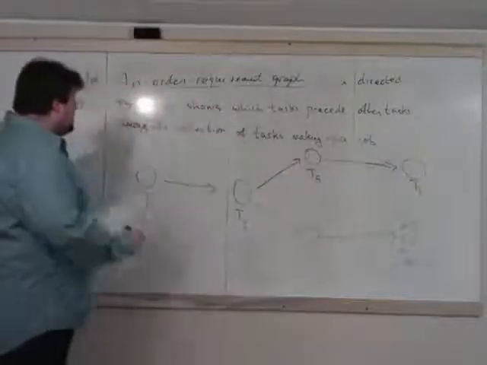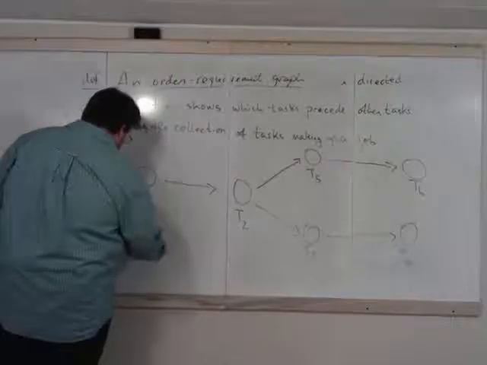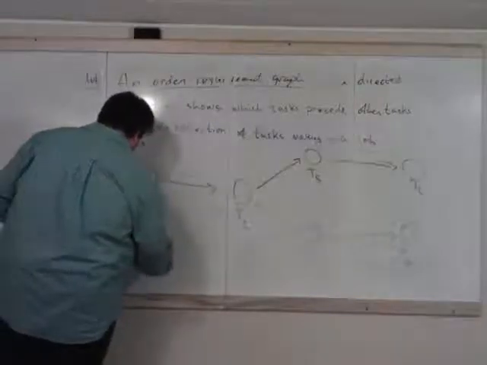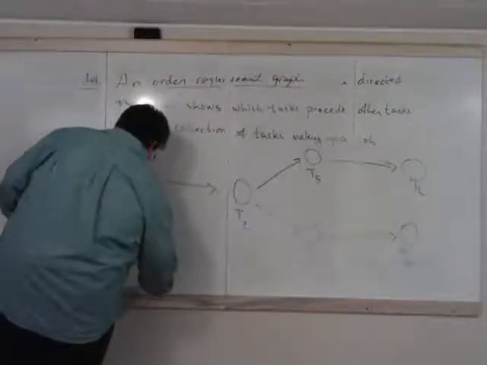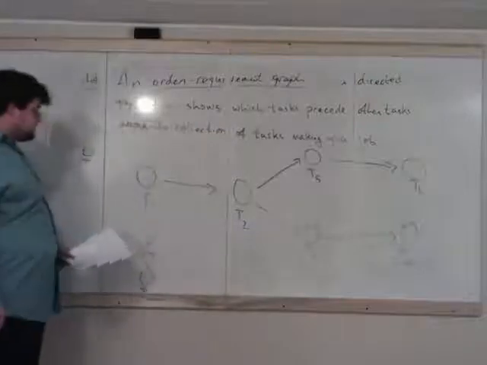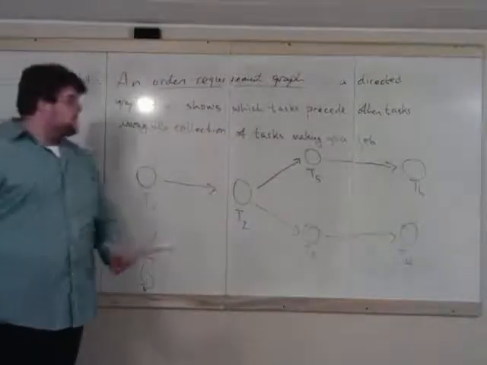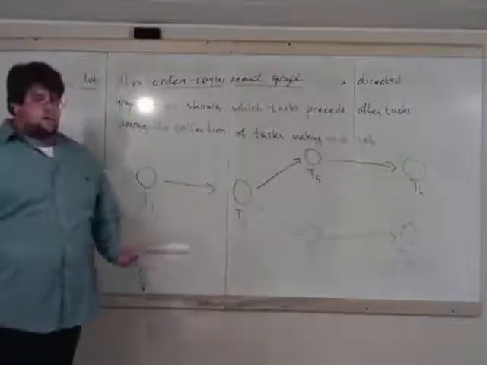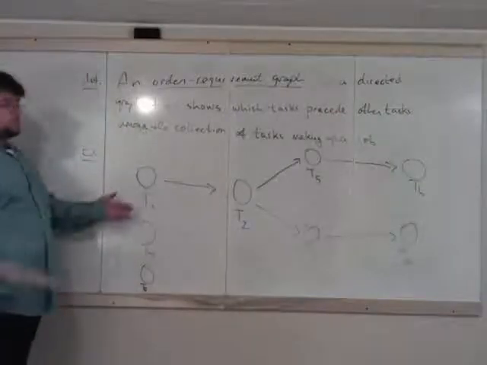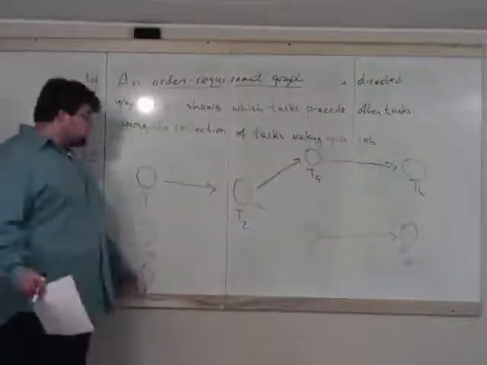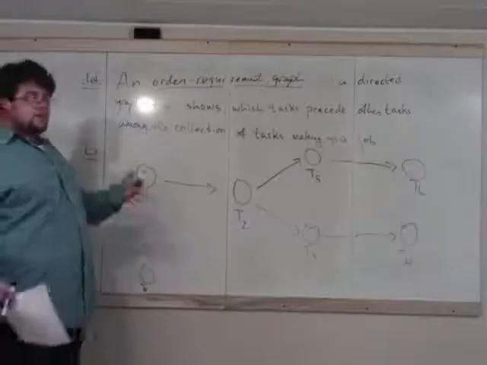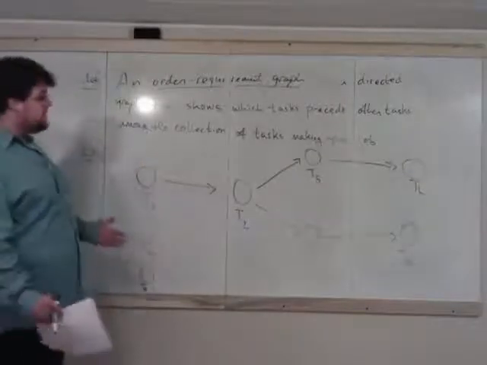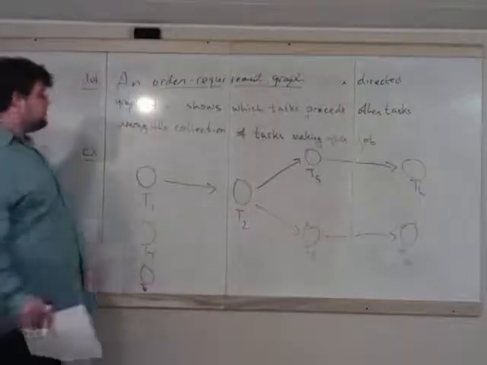But let's put another couple tasks in here. Let's say we have a task 7 and a task 8. Task 7 and task 8 can be started regardless of what else is already done. Just like task 1, we can start task 1 at the beginning. Nothing else relies on task 7 and task 8. We can start them at the beginning.